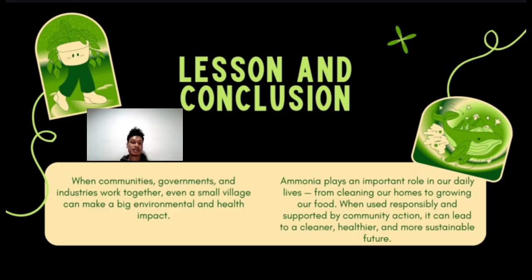And last but not least is lessons and conclusion. As we know, when community, government, and industries work together to make a better environment, we have to work together. We have to know what is better and what is not for our environment, how to clean, how to make the air not toxic, everything about that. It can become a big impact from little to big. And the conclusion is ammonia plays some big roles, not big, but little by little becoming big roles.